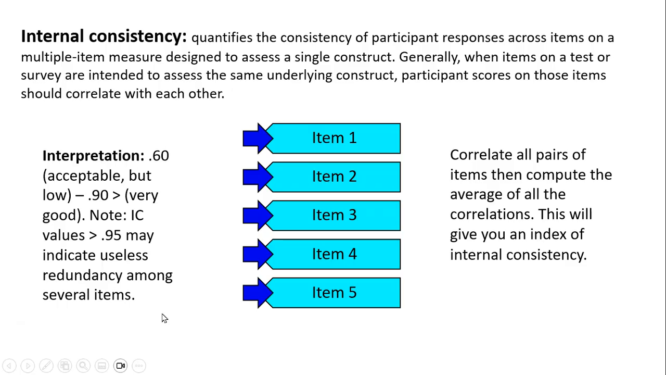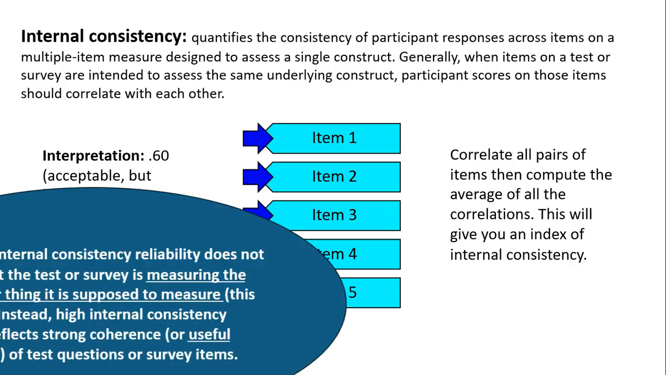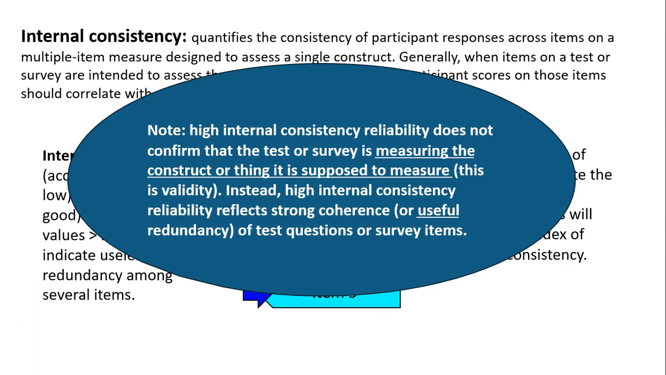This is called internal consistency reliability, and it's a little bit different concept than what we've been talking about so far with the different types of reliability. It's different conceptually than test-retest, intra-rater, or inter-rater. Note, high internal consistency reliability does not confirm that the test or survey is measuring the construct or thing it is supposed to measure. This is validity.